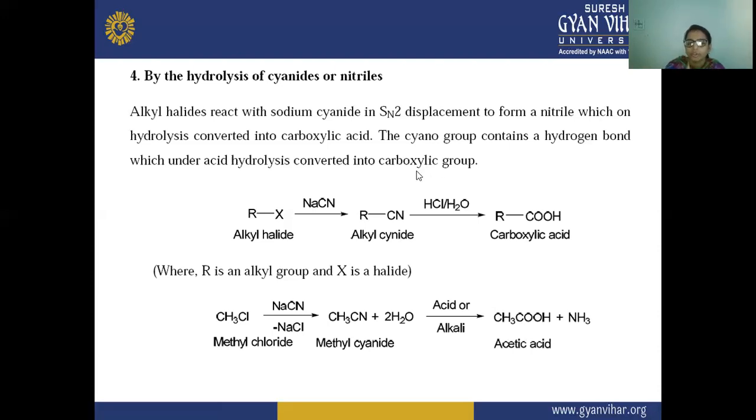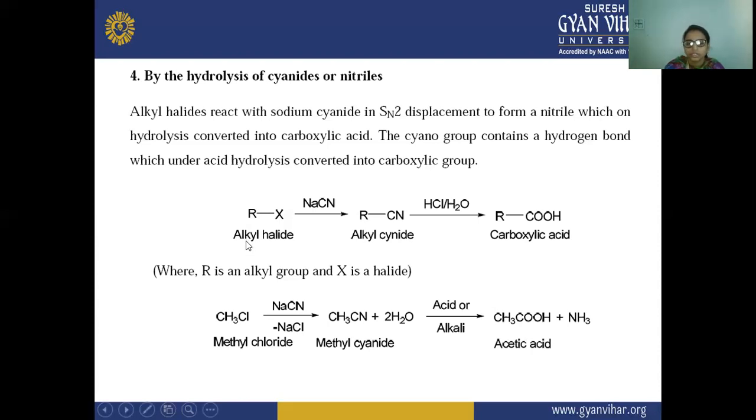So here there is a formation of this alkyl cyanide from that reaction, and in the presence of HCl and H2O, there is a formation of this carboxylic acid. So this alkyl cyanide is hydrolyzed in the presence of mineral acid, that is hydrochloric acid, and in the presence of water molecule, there is a formation of this carboxylic acid. So here R is an alkyl group and X is a halide. X is your halide, R is your alkyl group.